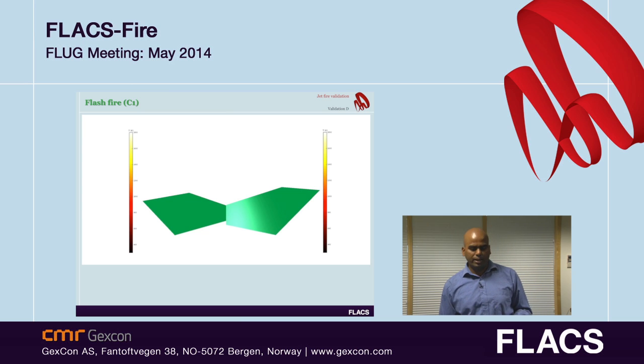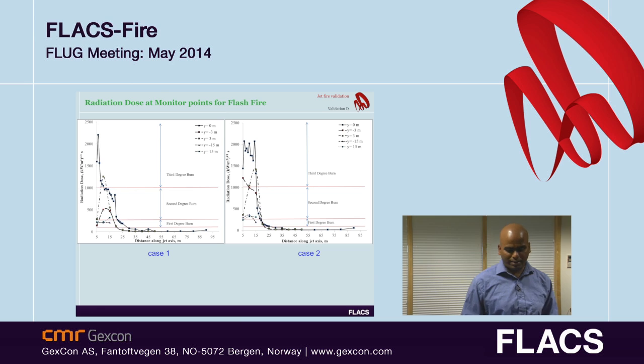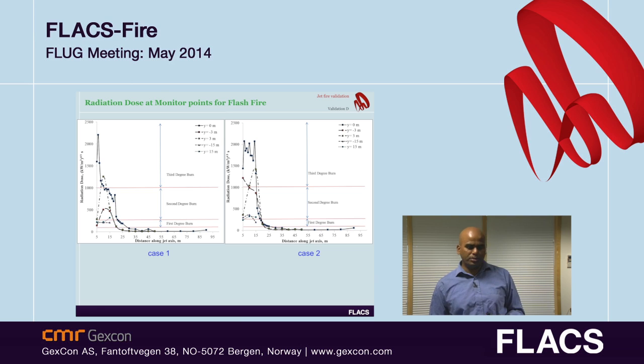In this video, we can see the flame propagation for the case with obstruction. You can see the obstruction acts as a blockage for this dispersion as well as the fire scenario. So in this case, we have calculated the radiation heat dose at the monitor point location, different monitor point location. Using these values, we have segregated.